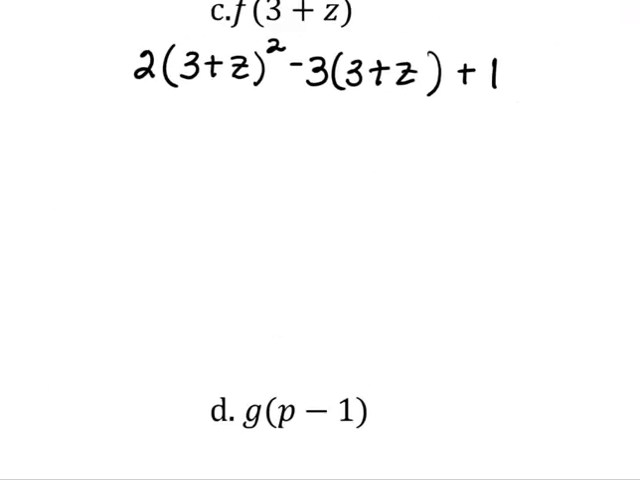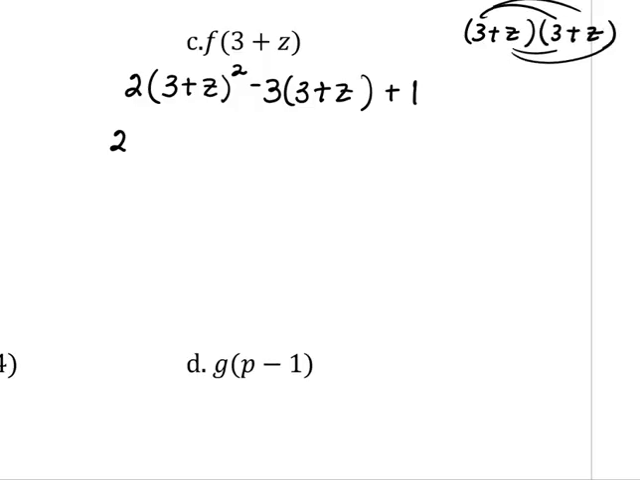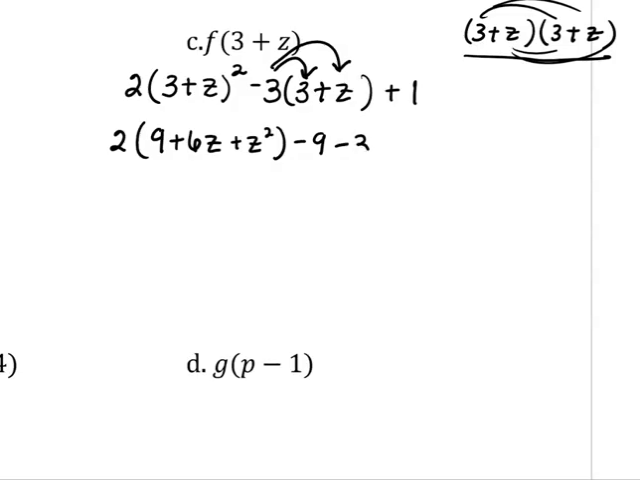Let's do some algebra to simplify this. We would need to FOIL out that 3 plus z squared, so we would have to do 3 plus z times 3 plus z and do first, outer, inner, last to expand that out. We would get 9 plus 6z plus z squared. If you're wondering where I got that from, expand this out and combine like terms. I'm going to distribute this negative 3 to give me a negative 9 minus 3z plus 1. Distribute the 2. We have 18 plus 12z plus 2z squared.